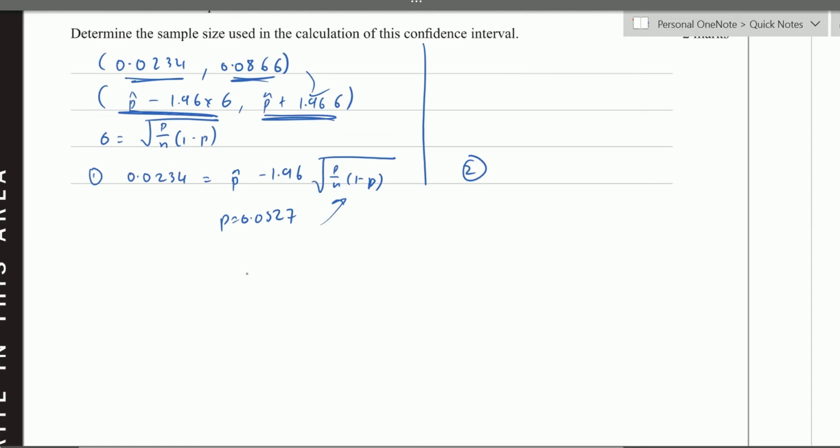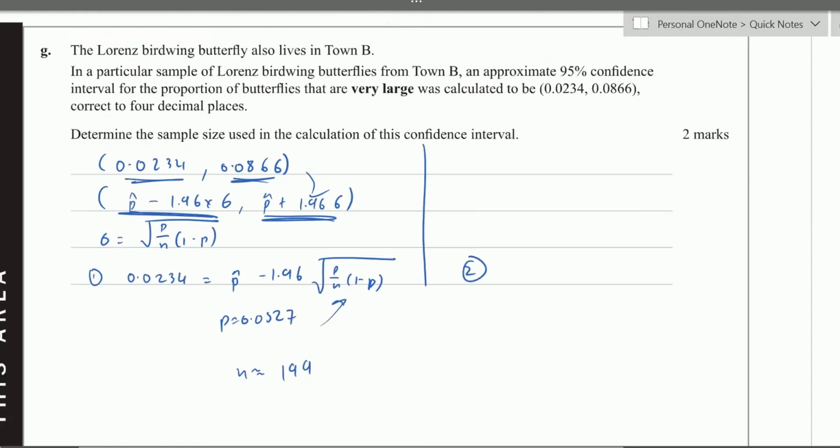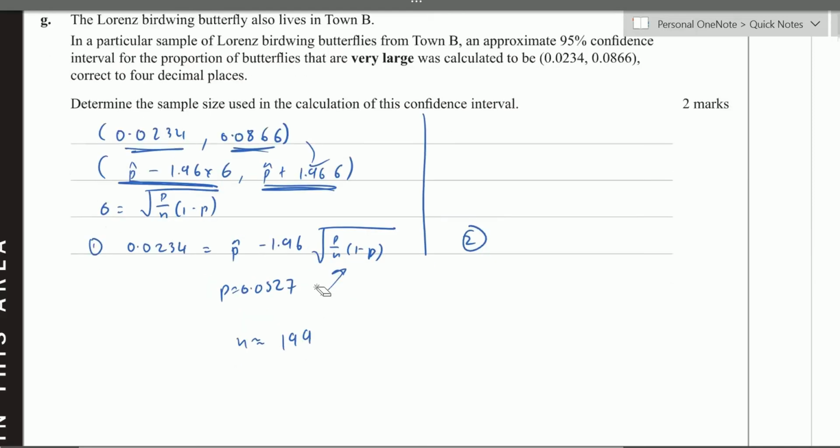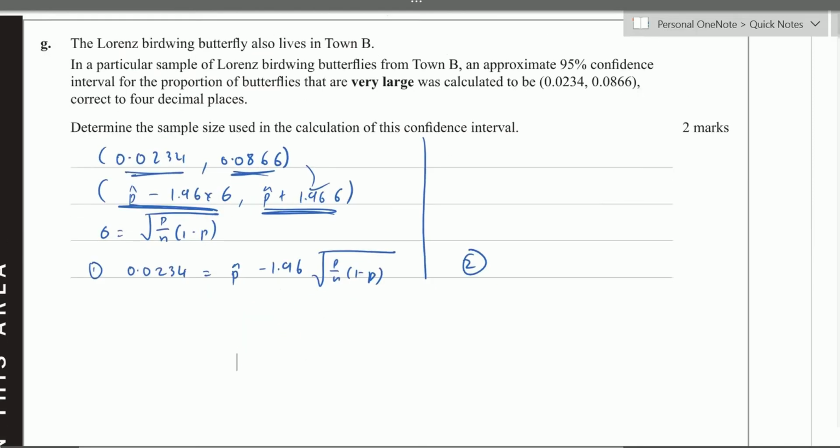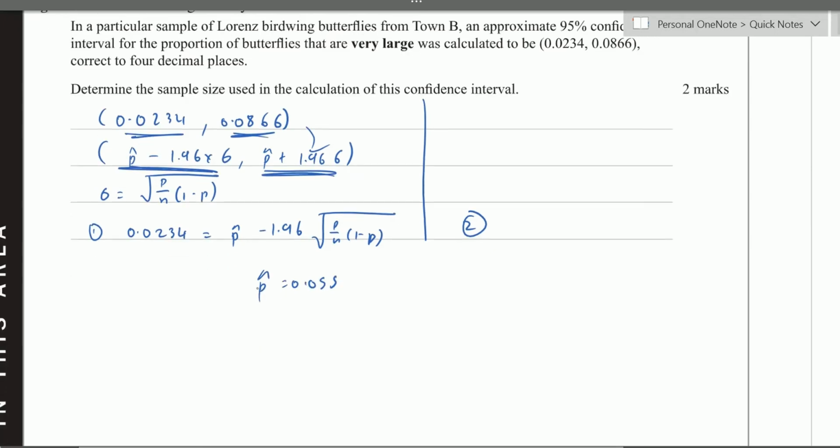But if you do that, you get n is 199. Oh, actually, sorry, no. Yeah, that makes sense. You do need to find P because this is not P. That's why I did it. There are different towns, so that insinuates a different probability. So if you do that in your case, you get P is 0.055. It's a different value. It's close to the other one, but it's not the same.